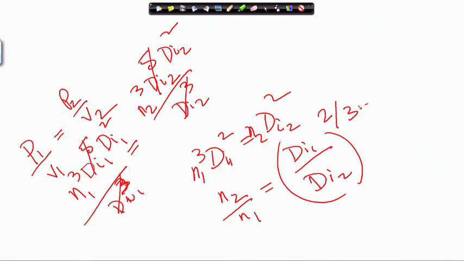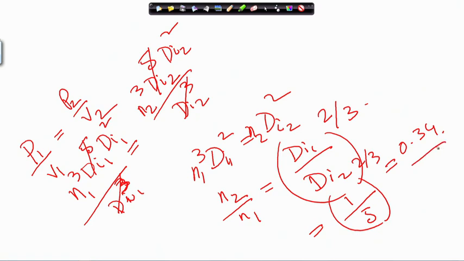So what is the DI1 value? 1. What is the DI2 value? 5. So we can write this as 1 by 5 to the power 2 by 3, and it will come to about 0.34. So what does it indicate? That in a small scale, the rotational speed we have, if it is 1, then N2 in the bigger scale is coming to 0.34.